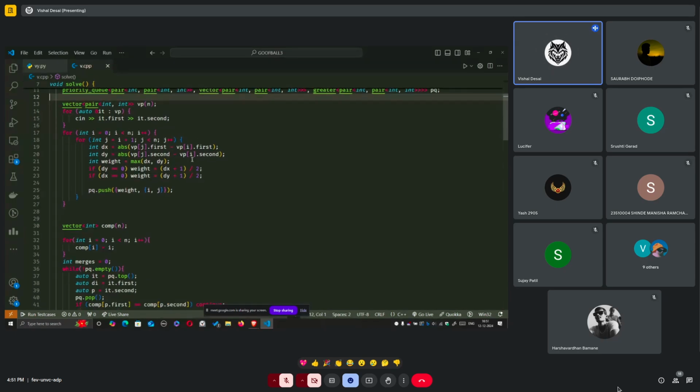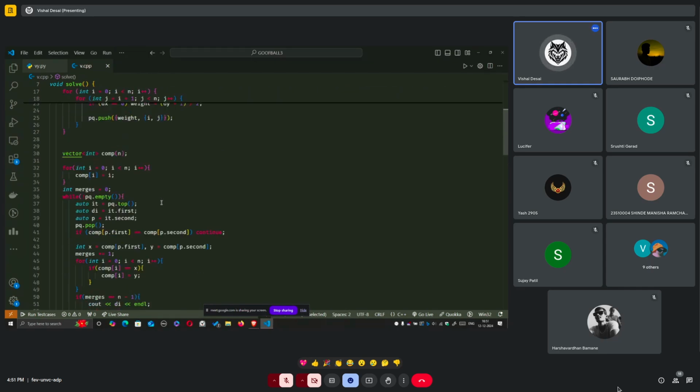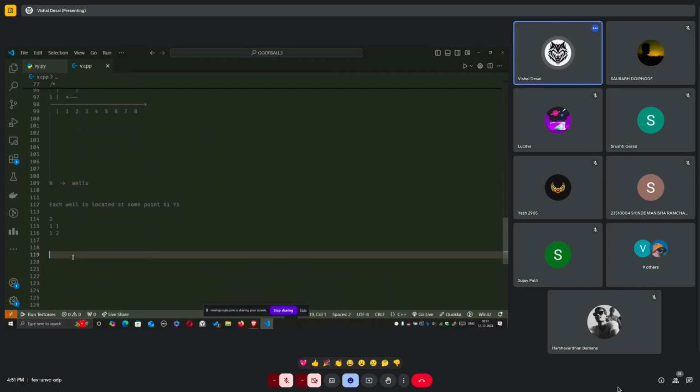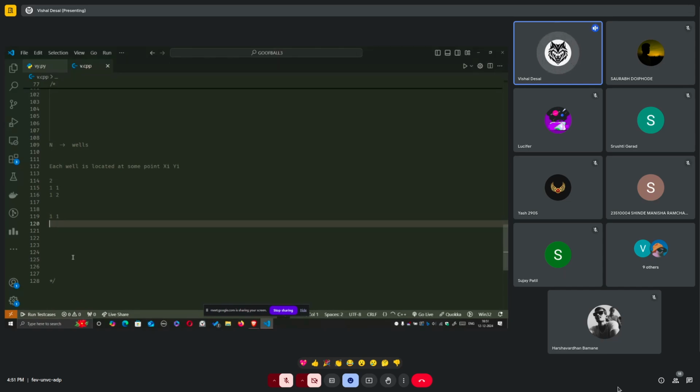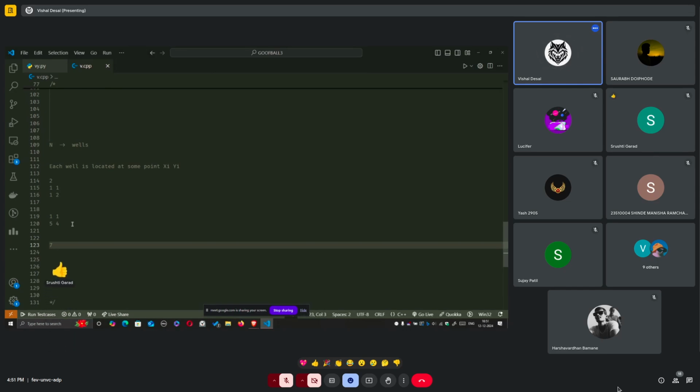Then we calculate the distance, that is dx, the difference between the first coordinate of both the points, and dy, the difference between the second coordinate of both the points. And then we take the weight as the maximum of dx comma dy. So why this? As I said, for 1 1 and 5 4, what will be the distance? It will be 7, right? If this point wants to connect to this point, the distance will be 7.